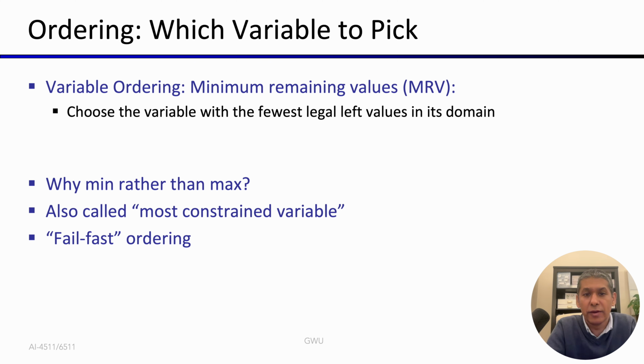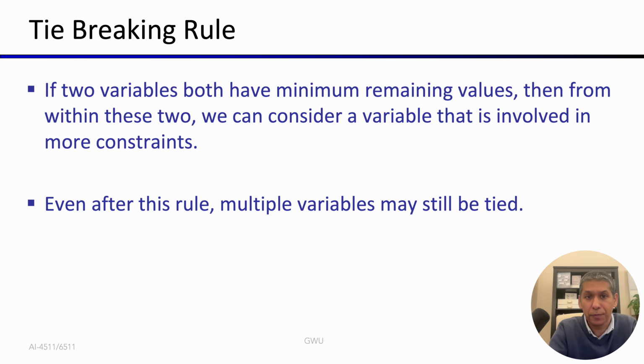It's also called the most constrained variable, and this kind of ordering can be called the fail fast ordering. We want to pick the variable that has only a few values. So we try one value. If it does not work out, then we know we have eliminated that. That's very helpful because we have eliminated one of the domain values from that variable, and we are left with even fewer values there.